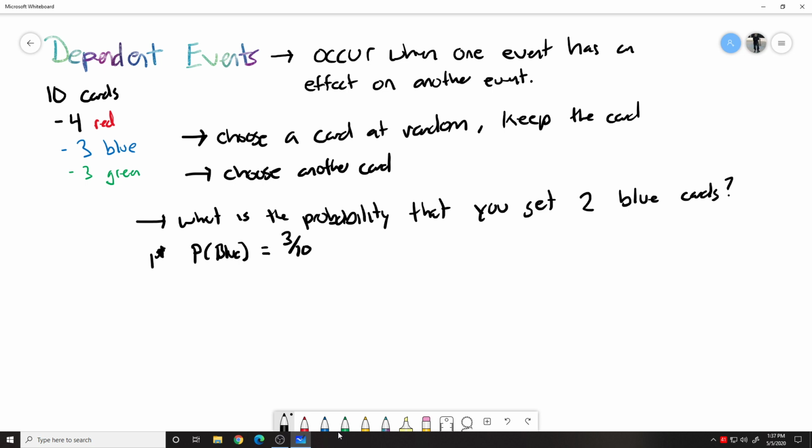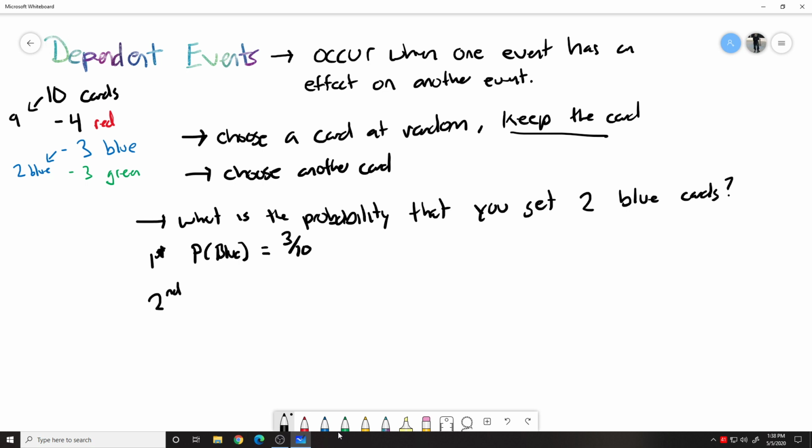Now, when we go to make the second pick, this is where you have to stop and slow down and think about this. Remember, the question says that we keep the card. We've taken one of these blue cards and we're not putting it back in the deck. We're going to pretend that we got the blue card on the first one. So now we only have 2 blue cards, no longer 3, which means we don't have 10 cards. We actually have 9 cards now because we've taken a blue one and it's gone.